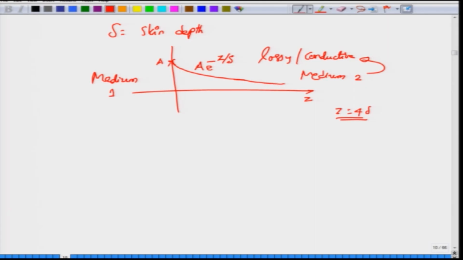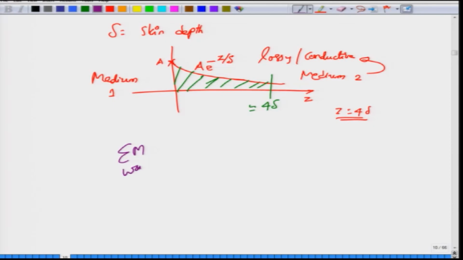So, that is why this delta measures the typical depth over which the wave can penetrate the lossy medium, which is about 4 delta. So, delta is called the skin depth, and it is important not only to know the depth, but also in a practical scenario when you are designing shields.